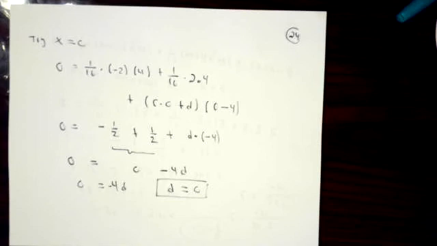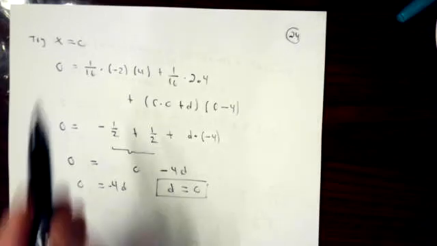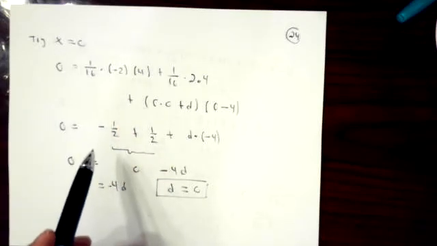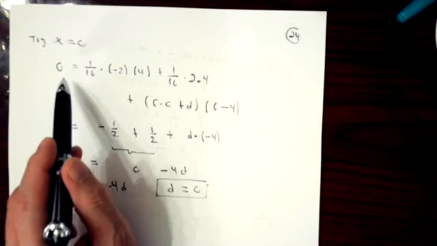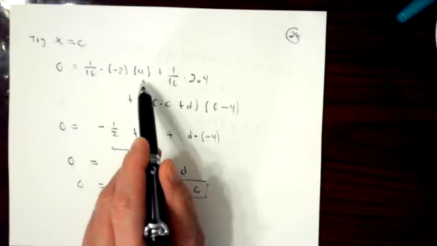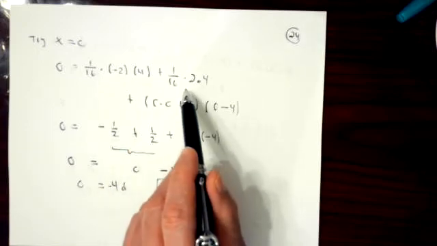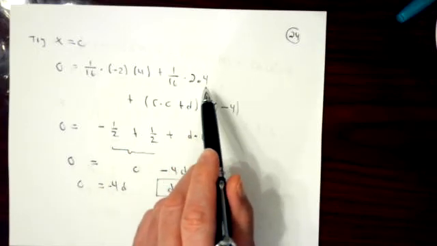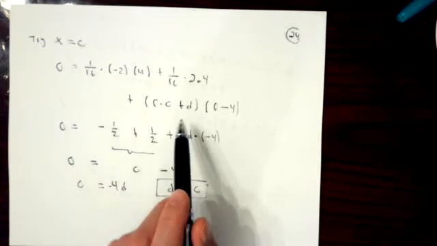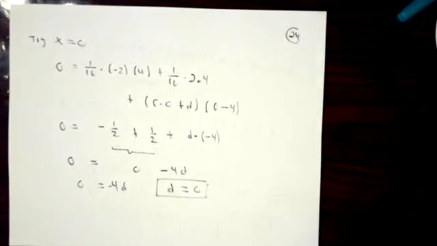I'm going to try two other numbers. I'm going to try the first one. I just made this up out of thin air, and it turns out that a miracle happens. Try x equals 0. If x equals 0, you get 0 = (1/16)(-2)(4) + (1/16)(2)(4) + c·0 + d·0 - 4.